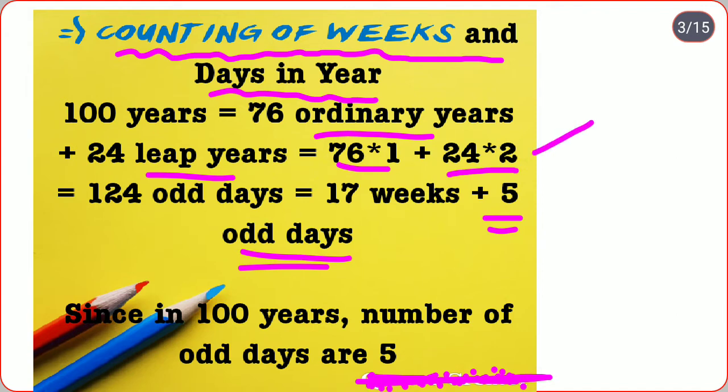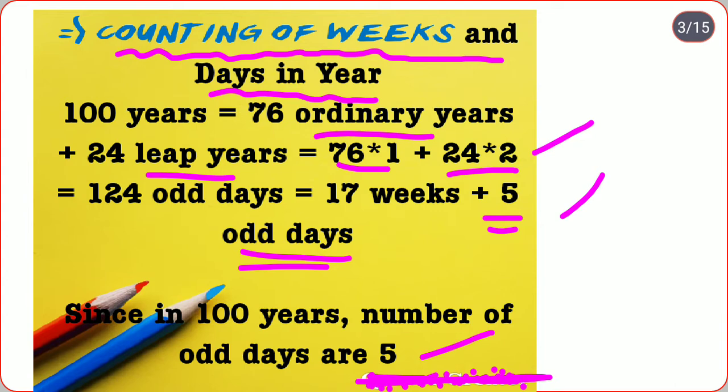1 leap year is equal to 2 extra days, that is 24 into 2. So that is equal to 124 odd days. Divisible by 7, that is equal to 17 weeks plus 5 odd days. In each 100 years there are 5 odd days. So again, 200 years is equal to 3 odd days. Do you understand? So 100 years, the number of odd days is equal to 5.